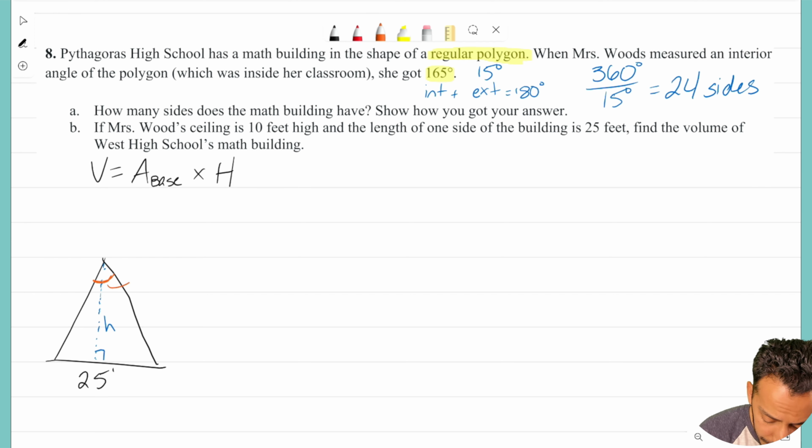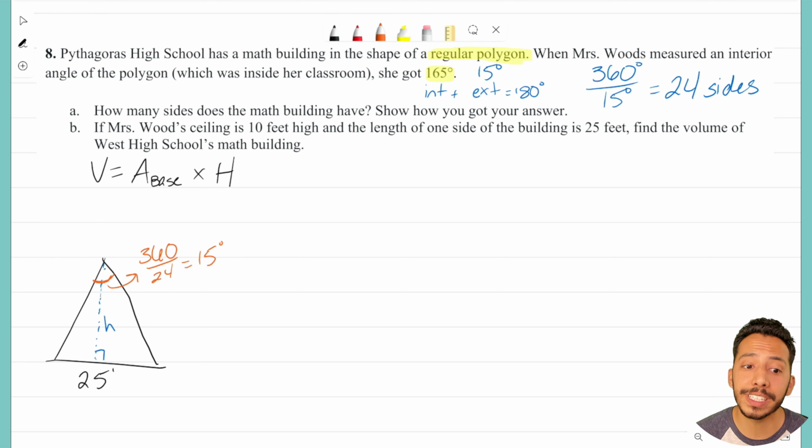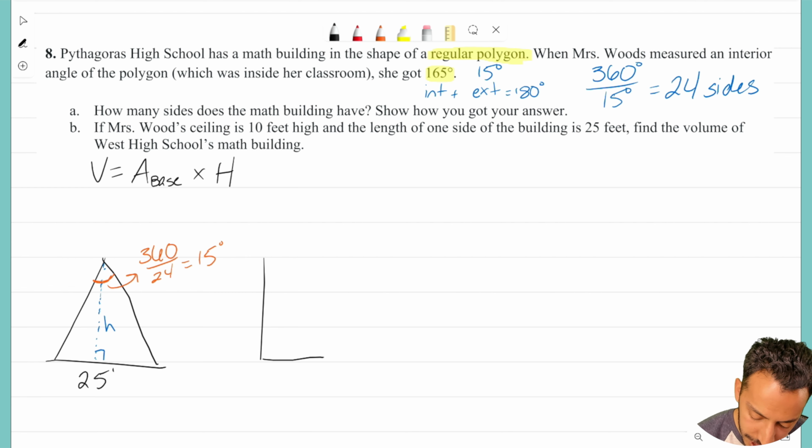I know all those angles are going to have to add up to 360. And if there are 24 of them, well, then I know that that angle there is 15 degrees. Now, here's the point of the problem where we're going to chop it. So we're just looking at the right triangle. Just that right triangle now.